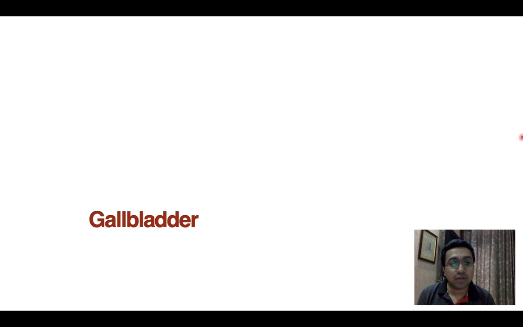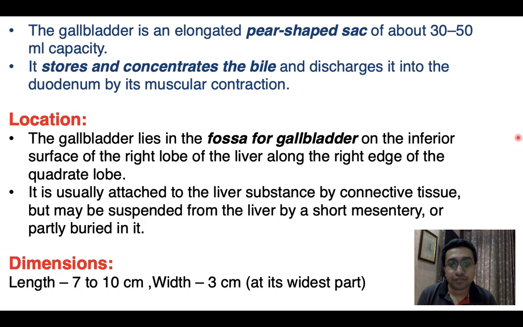Now talking about the gallbladder in detail. The gallbladder is an elongated, pear-shaped sac of about 30 to 50 ml in capacity. Mind you, this capacity is again asked in many exam MCQs. It stores and concentrates the bile as we already talked about, and discharges it into the duodenum by its muscular contraction.